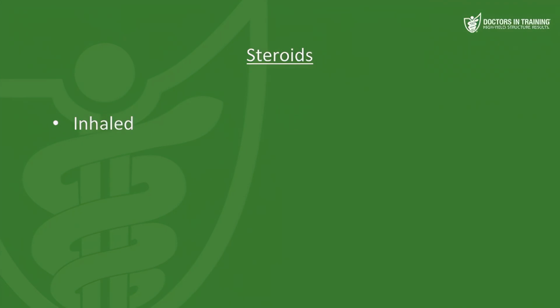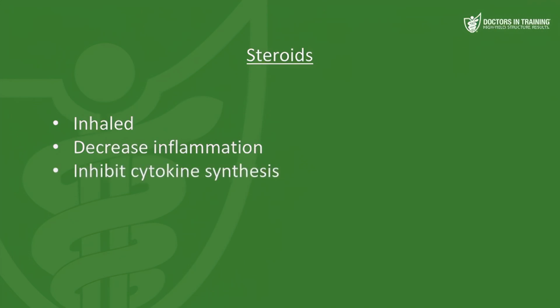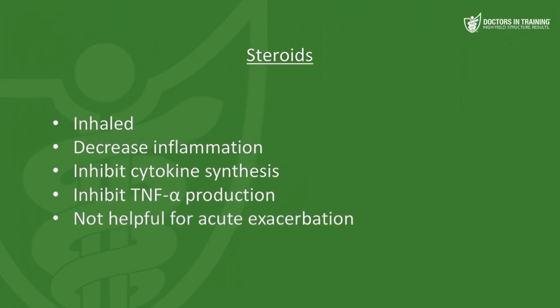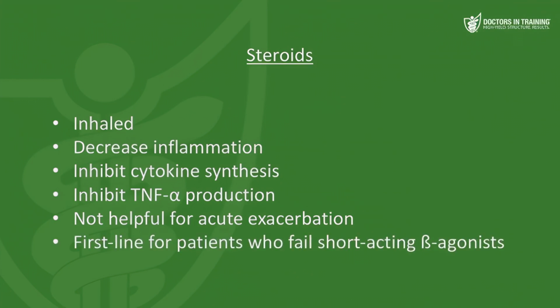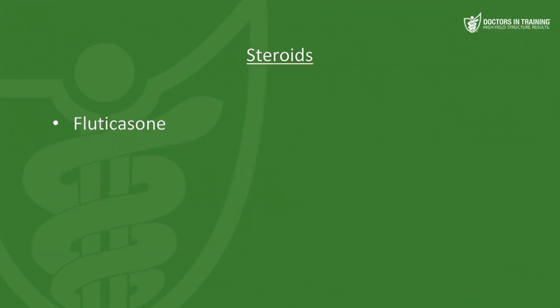Steroids are inhaled for patients, and the idea behind giving inhaled steroids is to decrease the inflammation of patients with asthma or COPD. They inhibit cytokine synthesis, inhibit TNF-alpha production, and they're generally not helpful for acute exacerbations. They're the first line of treatment for asthmatics who fail the short-acting beta agonists. The most common ones we give are fluticasone, budesonide, and beclomethasone.